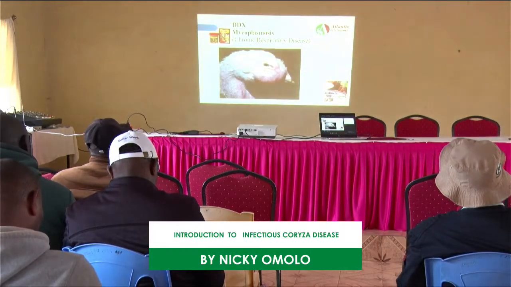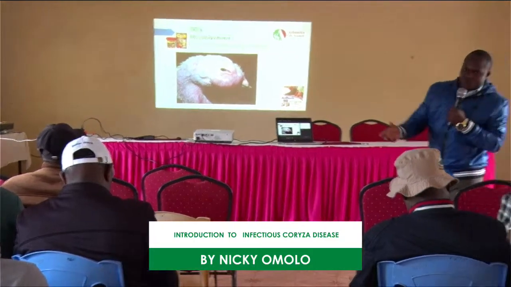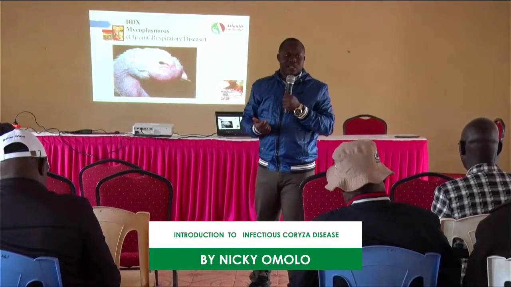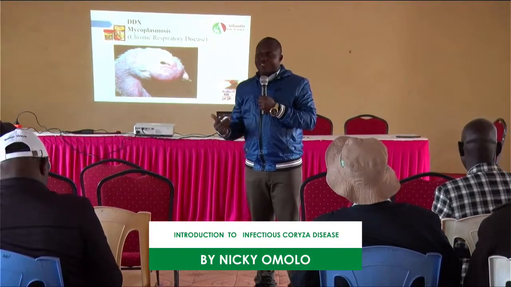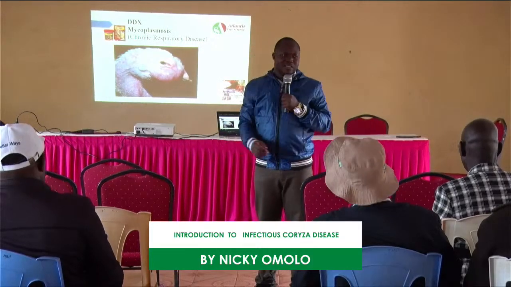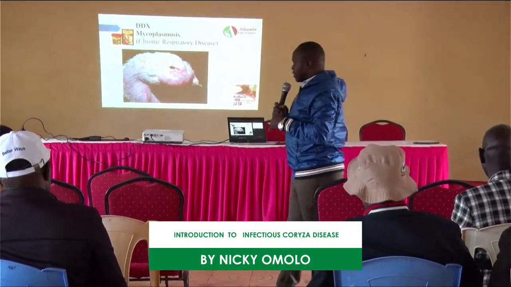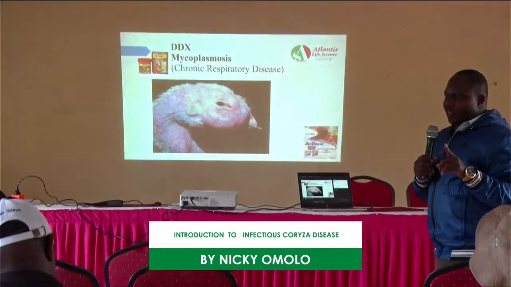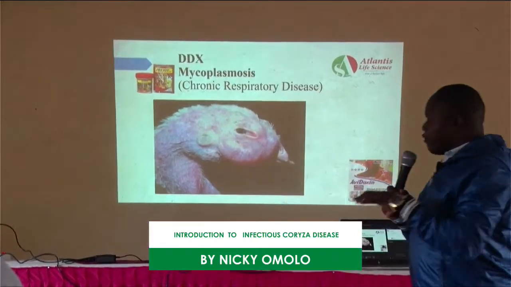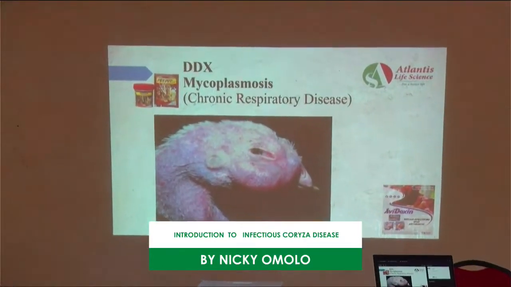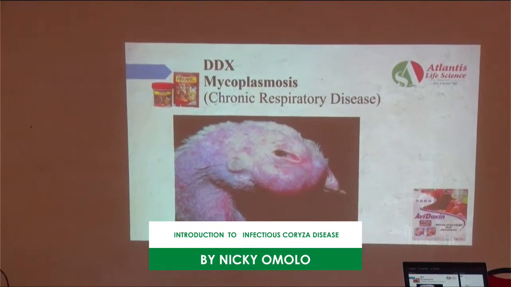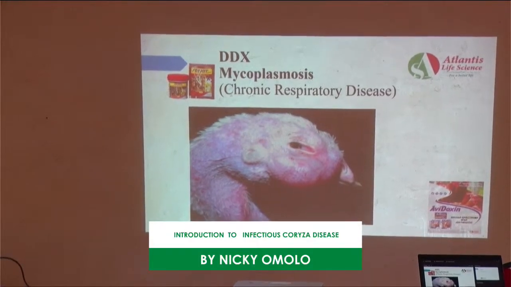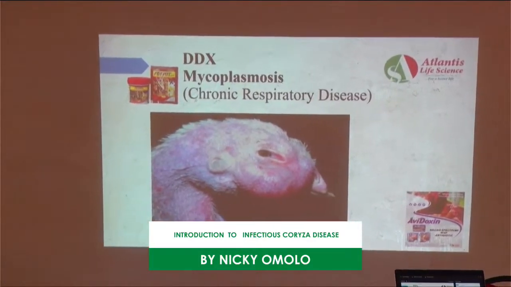Now, let's look at the differential diagnosis, because I know this disease sometimes confuses even practitioners. There are some people who have called me many times, trying to understand whether they are dealing with infectious coryza or any other disease. So we have 3 main diseases that can easily confuse you with infectious coryza. The first one is the disease by the name mycoplasmosis. And mycoplasmosis is commonly called CRD, or chronic respiratory disease, that is caused by a bacteria by the name Mycoplasma.